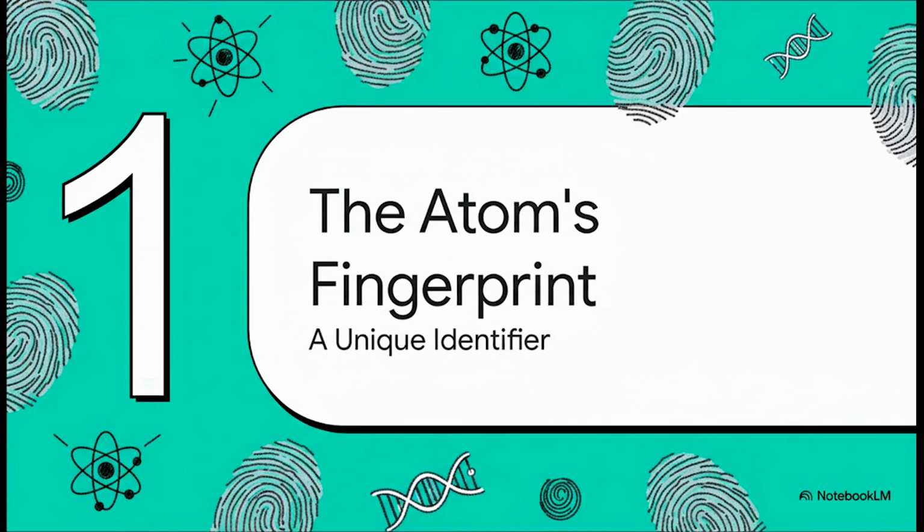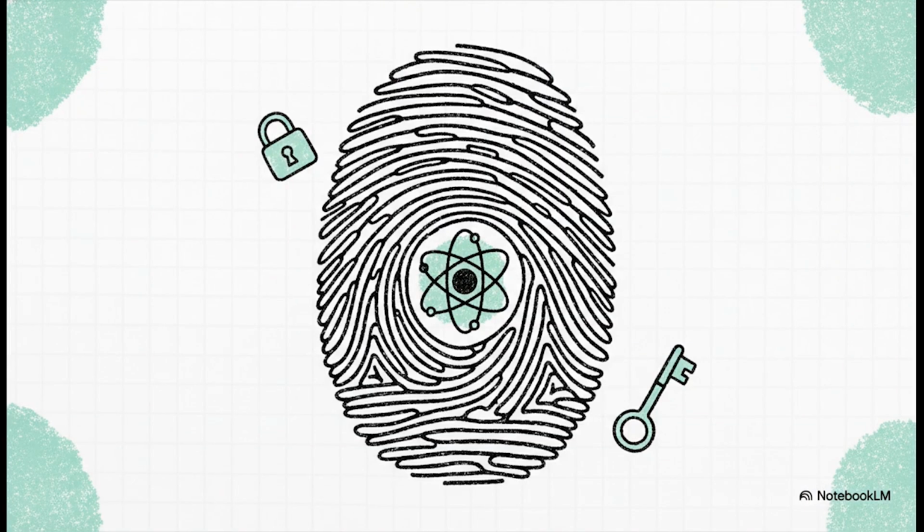The most important thing to get your head around is this. Every single element has a unique, unchangeable identifier, just like a fingerprint. And that's not just a cool metaphor. There is a literal number assigned to every element that defines exactly what it is. This number is the absolute core of its identity. If you change that number, you're not just tweaking the element, you are fundamentally changing it into something else entirely.